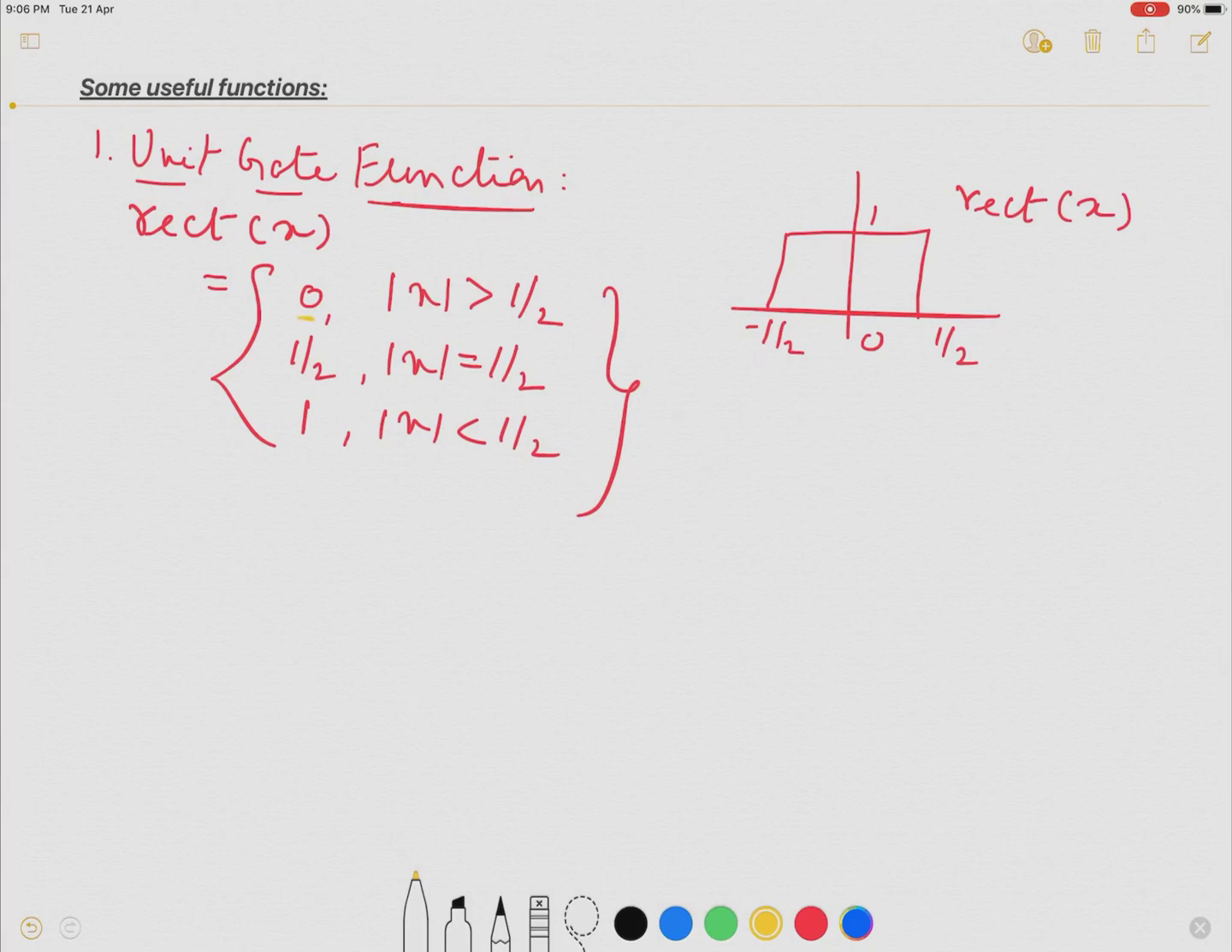It is 0 when mod of x is greater than half, meaning these are the values at which rect of x is equal to 0. Mod means for negative values as well as for positive values. Similarly, when mod of x is equal to half, its value is half, meaning these are the lines at which its value is considered to be half. Similarly, when mod of x is less than half, its value is 1.